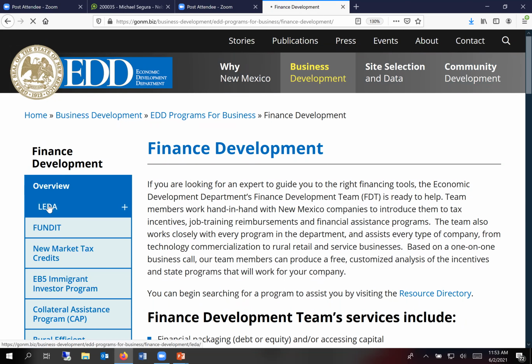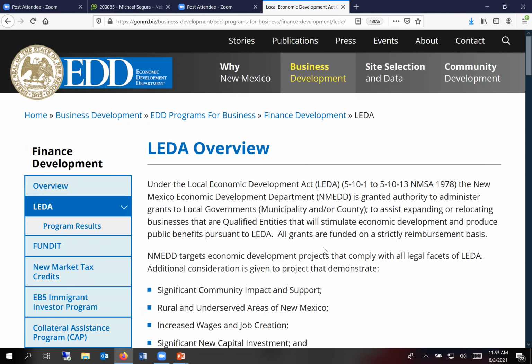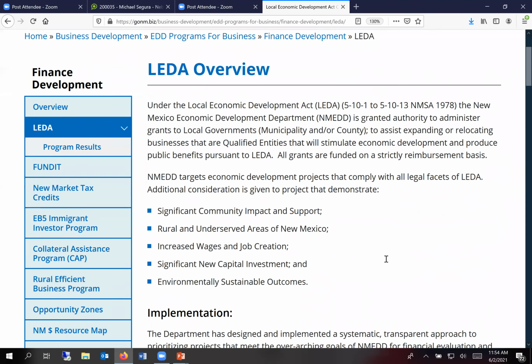So let's talk about LEDA, which stands for the Local Economic Development Act. I got it down and I didn't even need the webpage to tell me. What this is, is a pot of money at the state level of government, and that money is used to incentivize businesses locating to New Mexico or expanding in New Mexico, and can be awarded to the locality to subsidize things for a new business like equipment, building upgrades, renovations.